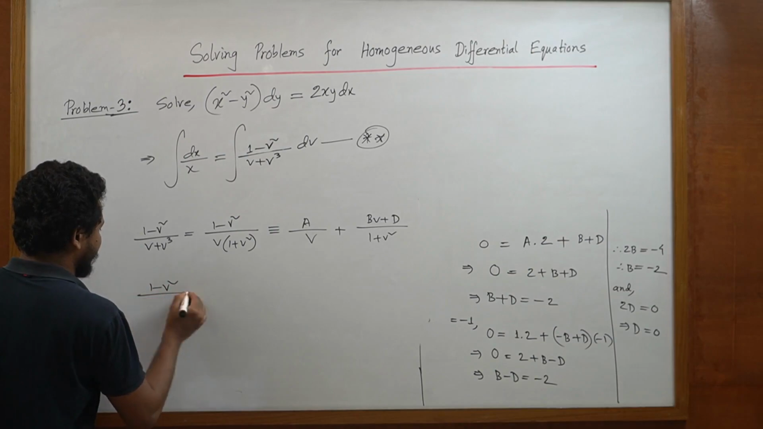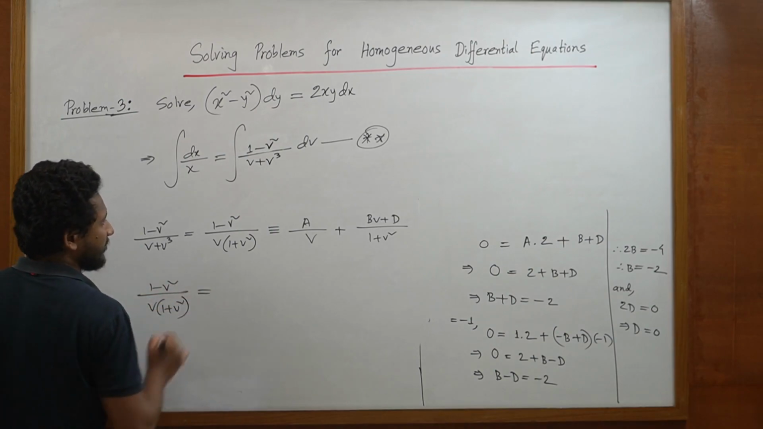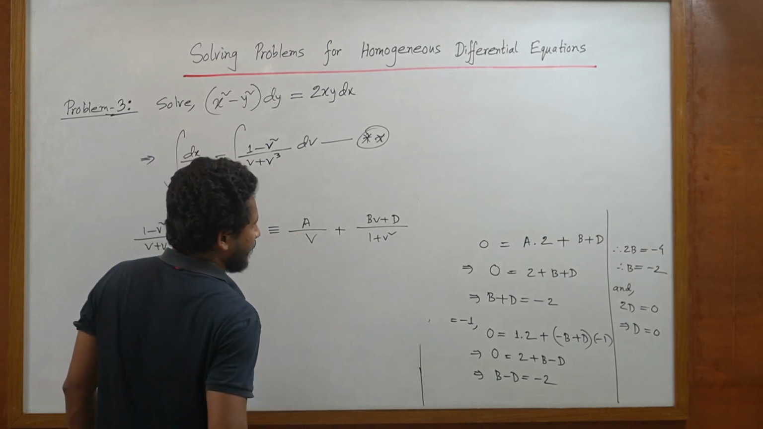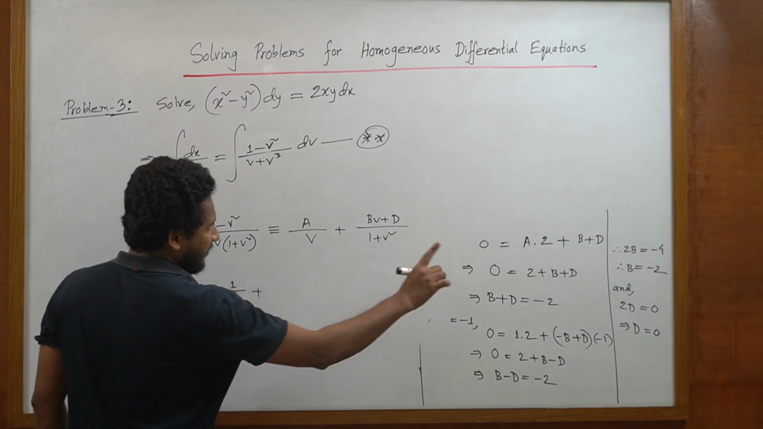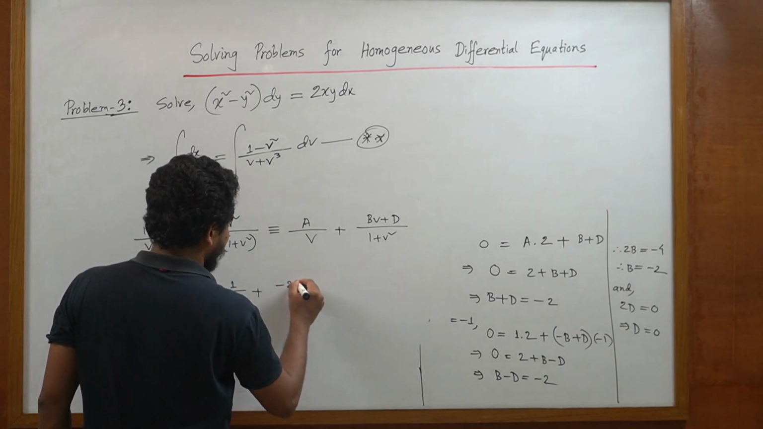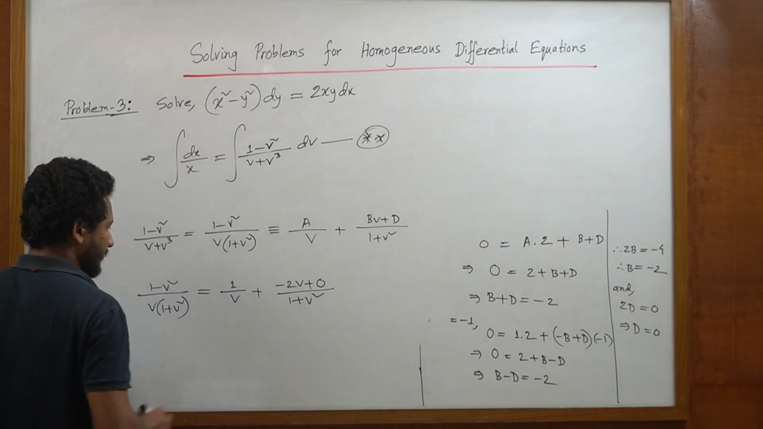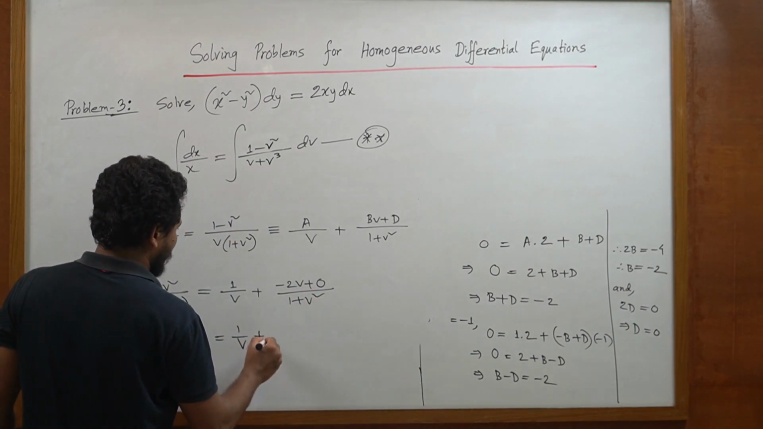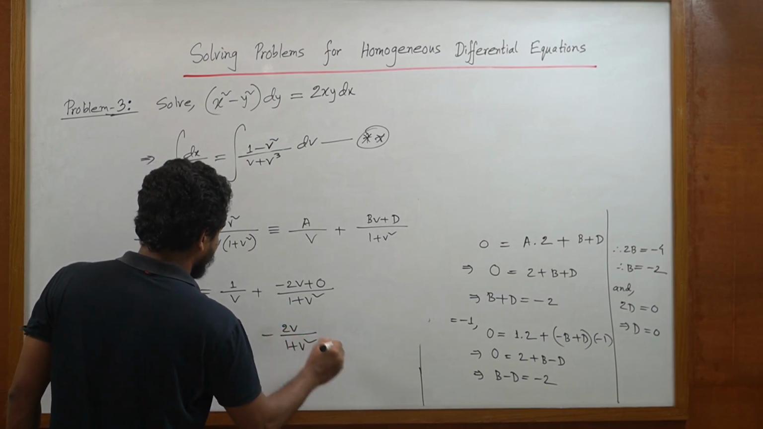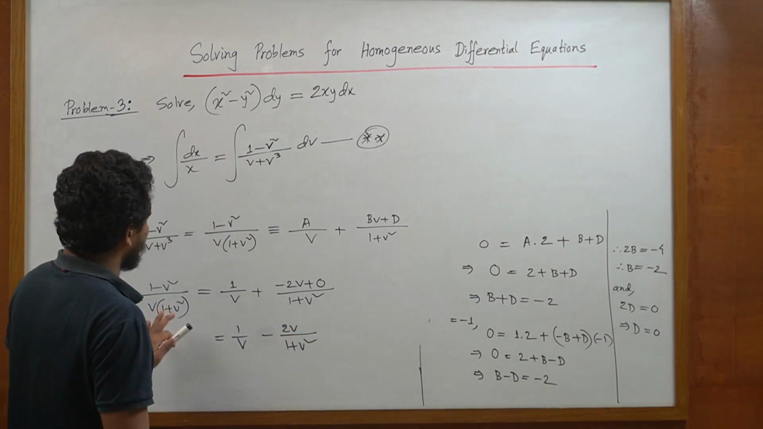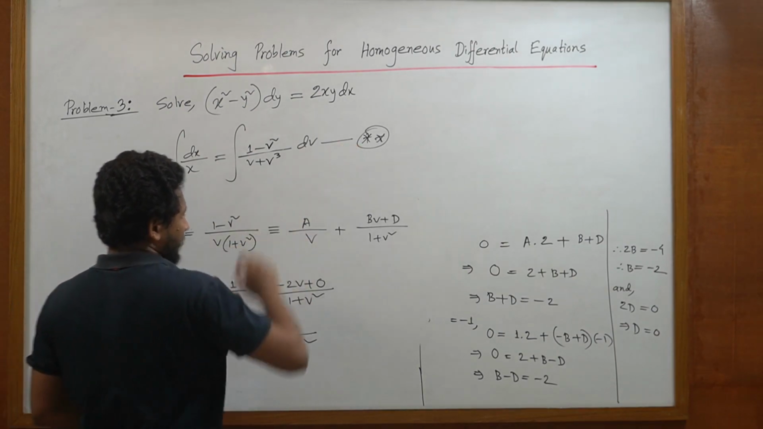Now at last we can write this equation as (1 minus v square) by v into (1 plus v square) equals a was 1, and b minus 2, d 0, over 1 plus v square. So we will get 1 by v minus 2v by 1 plus v square. Now we will replace this information into the double star equation.